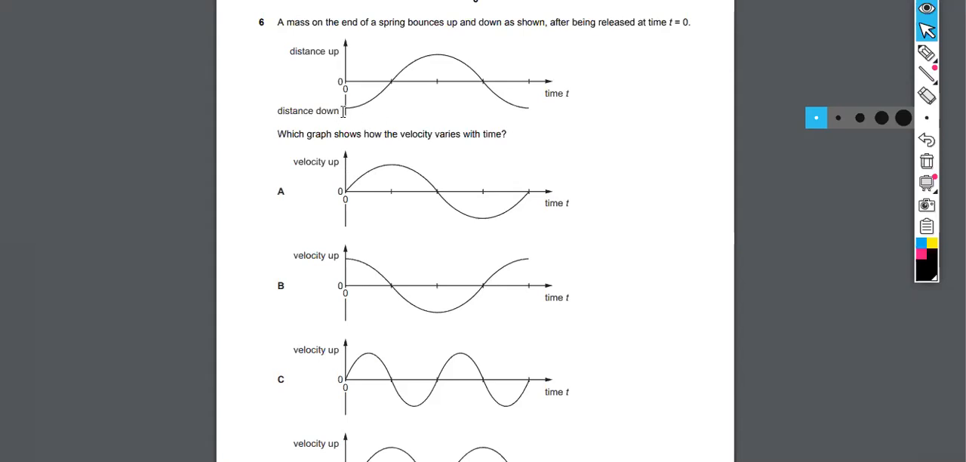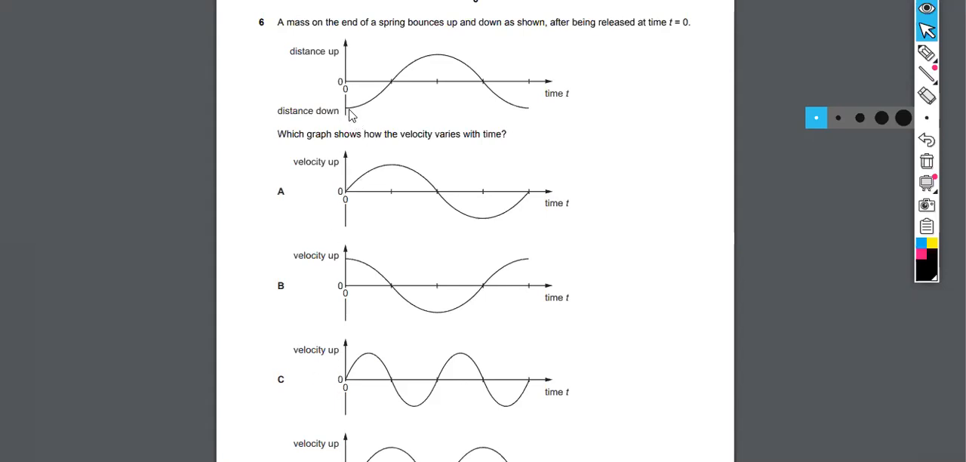At its maximum distance down, what's its velocity? That's when it's reached all the way at the bottom of the spring and the spring is stretched out maximum and then it's going to turn around and go back up. So when it's at maximum displacement down, its velocity is 0. And so I could eliminate choice B right off the bat and say, well, the velocity up here is positive and I know it's got to start at 0. So of the choices given here, it's either A or C.